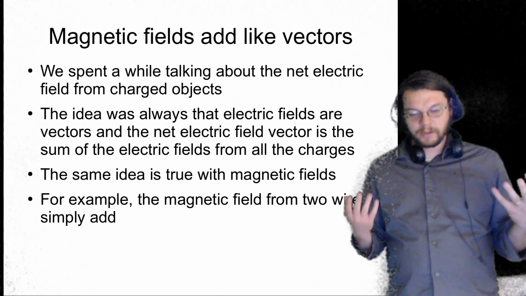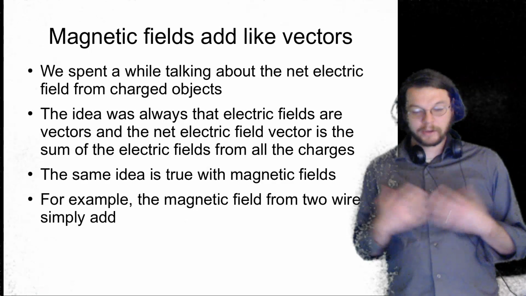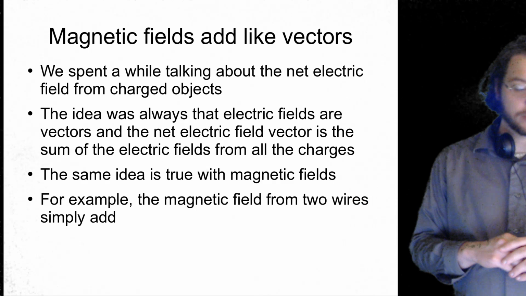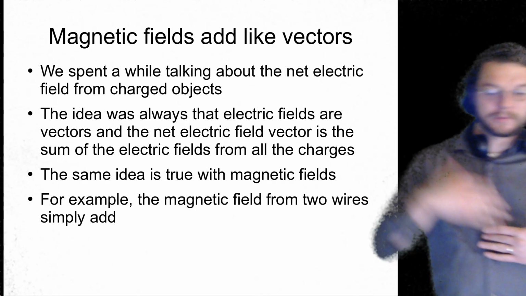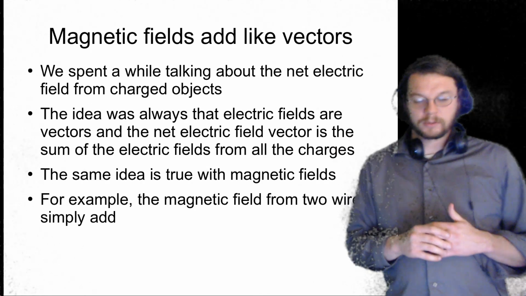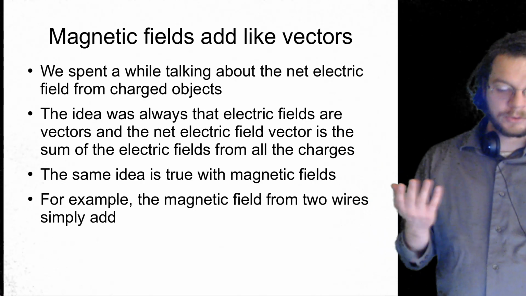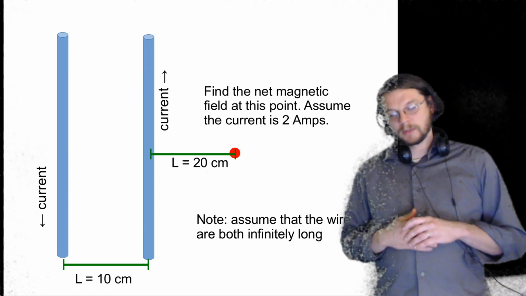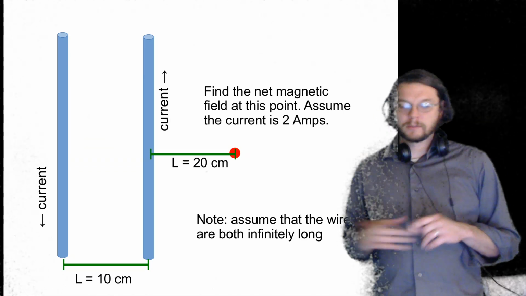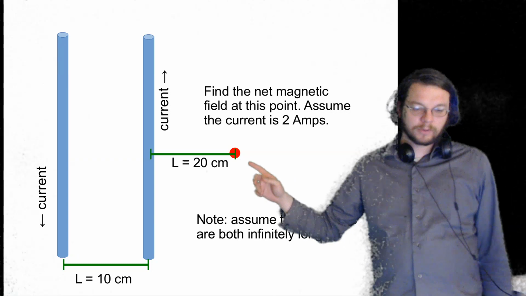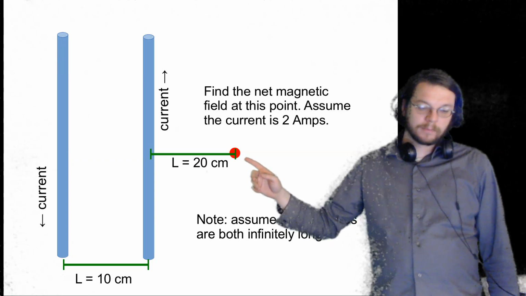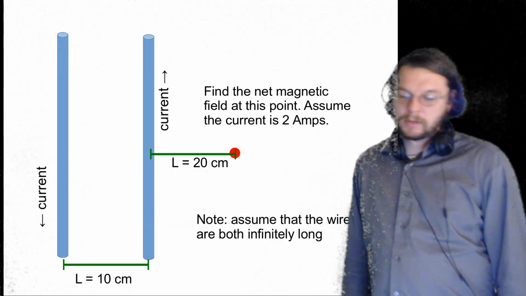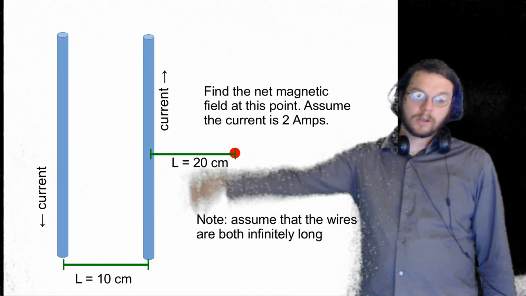So far, part of the idea of the Biot-Savart law is that magnetic fields add like vectors. Each little chunk of wire produces a magnetic field, and all those magnetic fields add together at the point that we're interested in. So this is also true of magnetic fields. A type of problem that you will see, and a problem that is on the worksheet for today, is basically find the magnetic field at this point, assuming that this current is 2 amps and that current is 2 amps, and assume that it's a long wire.